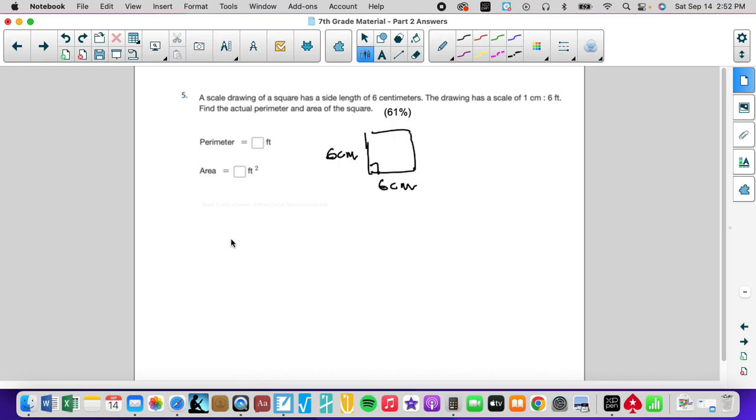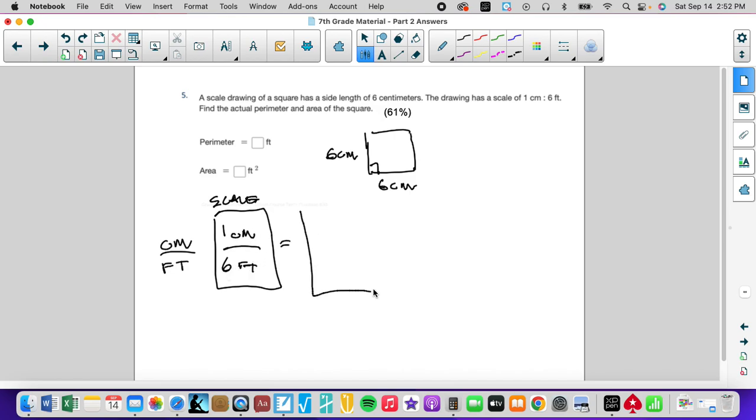So I'm going to do this. I'm going to do centimeters over feet, and I'm going to show my scale factor. This is my scale, and I know that I have 1 centimeter is equivalent to 6 feet, and then I'm going to do in my object, and my object is 6 centimeters to what is my scaled to how many feet? How many feet? So I'm just going to do cross product.